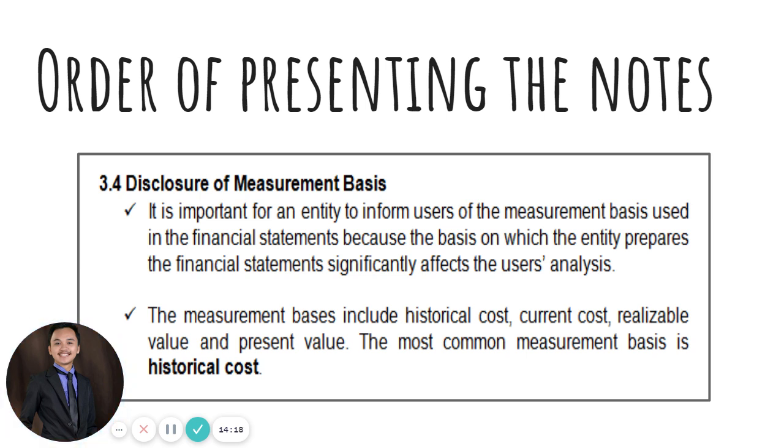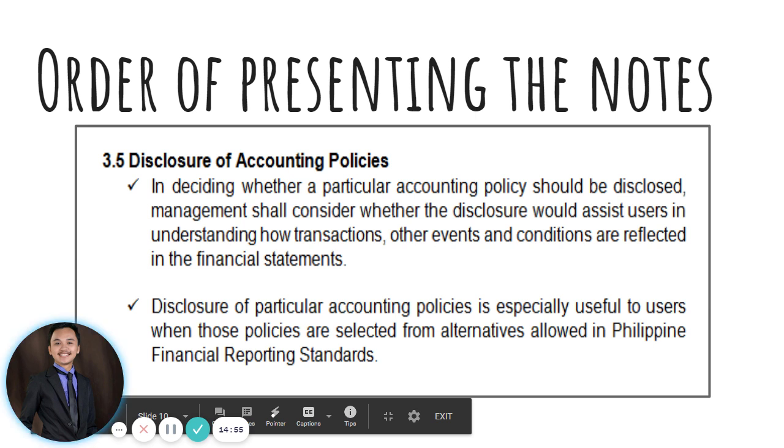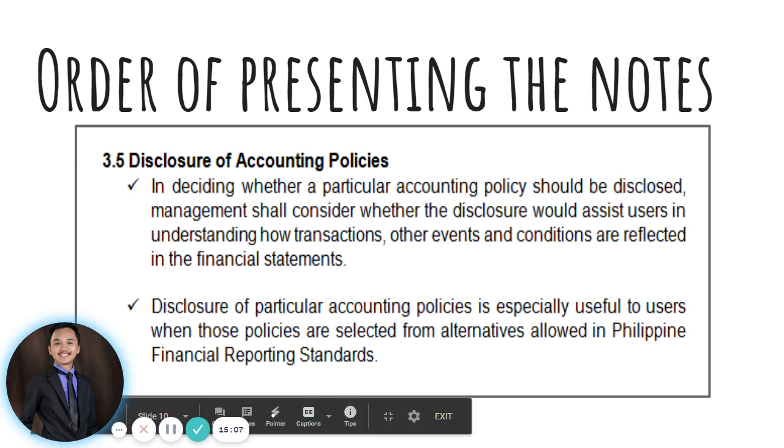But the most common measurement basis used in preparation of your financial statement is historical cost. So whatever measurement basis is used by the entity, whether historical, current, realizable value, or even present value, should properly be disclosed in your notes to financial statements, as well as those accounting policies. In deciding whether a particular accounting policy should be disclosed, management shall consider whether the disclosure would assist users in understanding how transactions, other events, and conditions are reflected in the financial statements. Disclosure of accounting policies is especially useful to users when those policies are selected from alternatives allowed in Philippine Financial Reporting Standards.